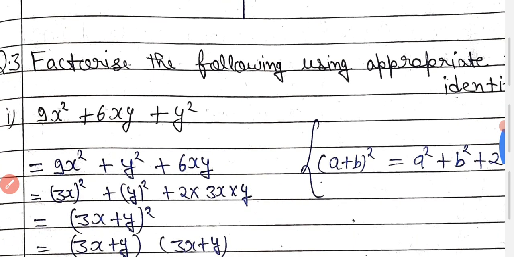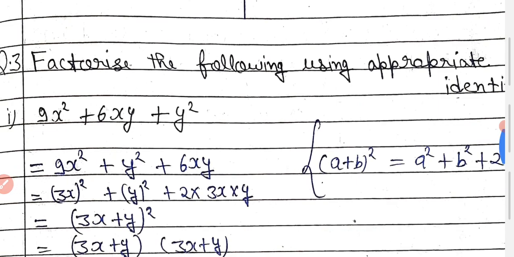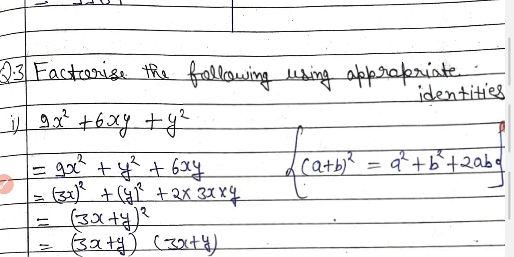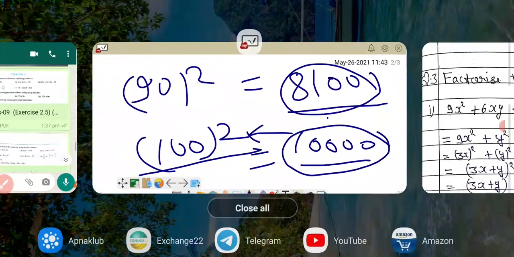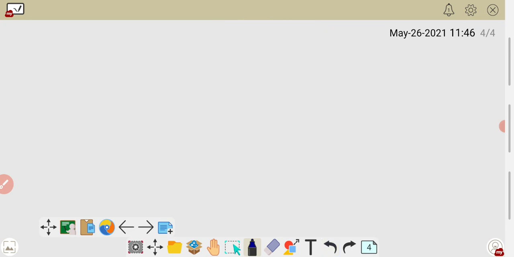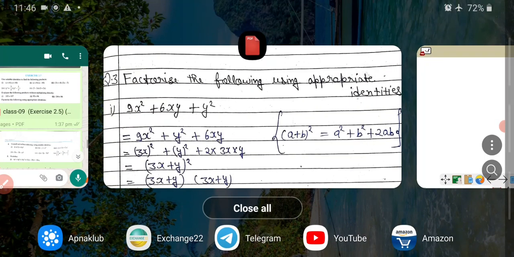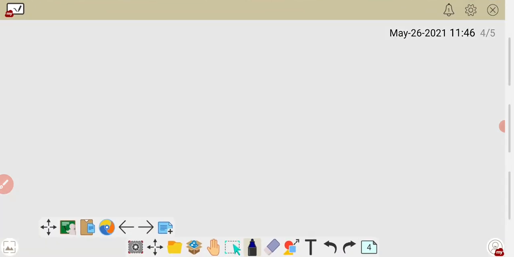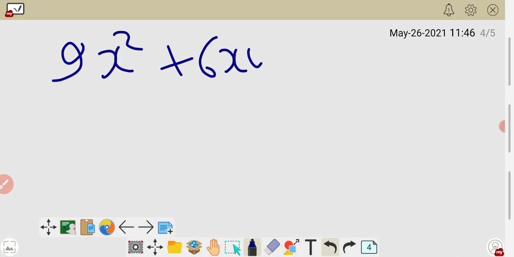Factorize the following using appropriate identities. It is 9x square plus 6xy plus y square. This question I am telling you with the help of cheating. First I am going to ask this question on the board, then I will come to the question. Just see here, I am doing that question with the help of cheating. Question is 9x square plus 6xy plus y square.